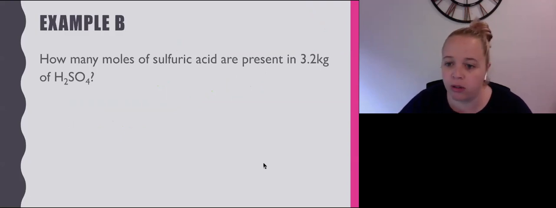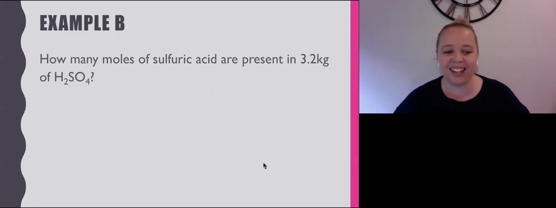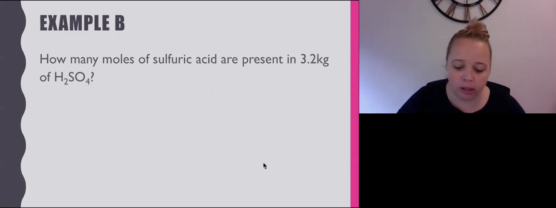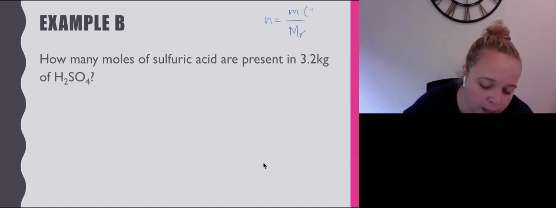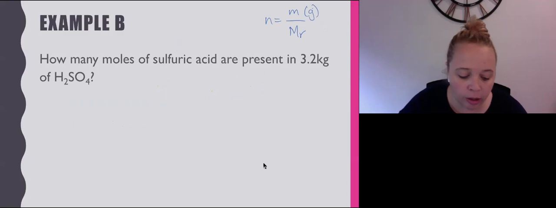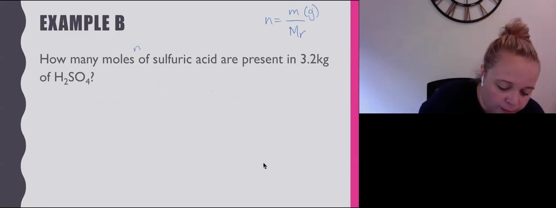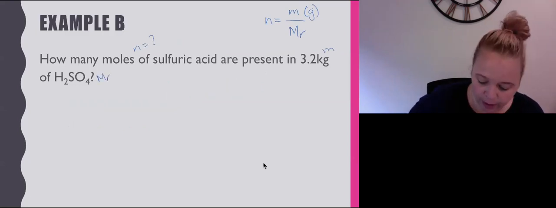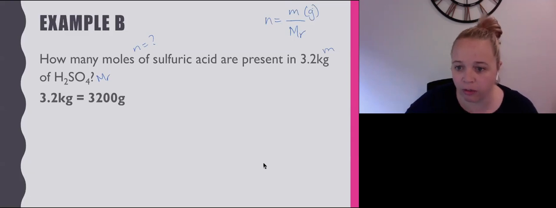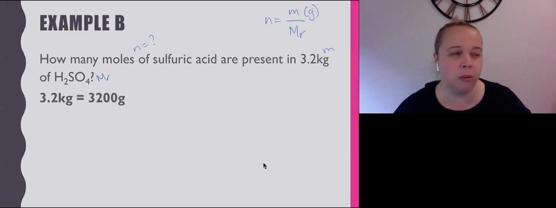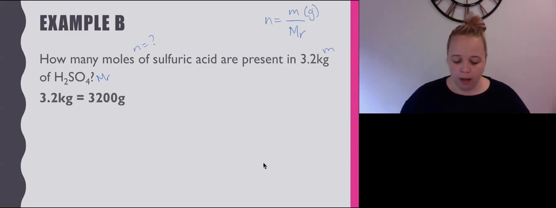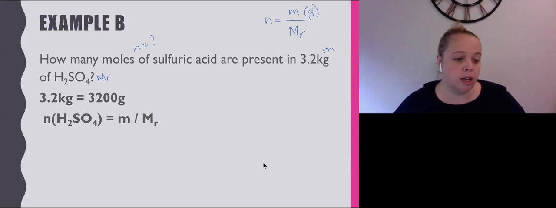Now we've got how many moles of sulfuric acid are present in 3.2 kilograms of H2SO4. So let's get our equation down. N equals M over MR. Now remember that the mass has to be in grams. So we want to know, what is the N? I've been given the M, and I can calculate the MR down here. So first off, I'm going to convert my kilograms into grams. Remember, your values will be off. You might lose a mark if you forget to do this step, even if you can do the rest. So then we do N equals M over MR.